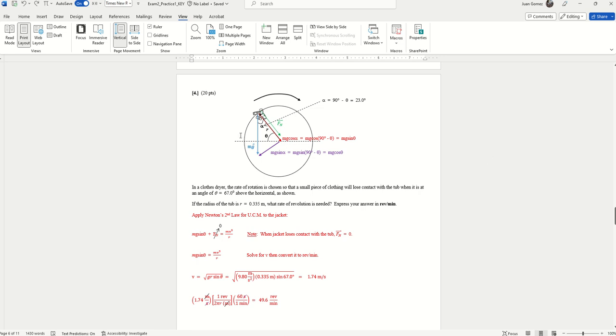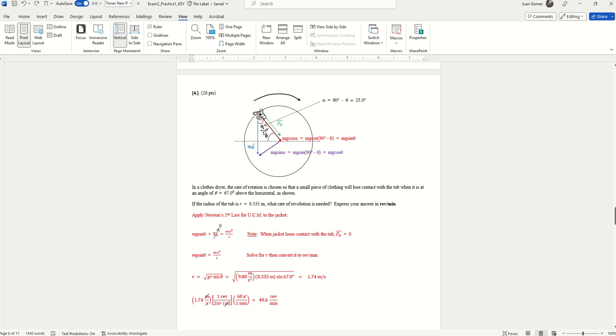Now what about mg? Well, we need to take mg and resolve it into its components. One component is going to be in the radial direction, which is the red. The other component of mg is going to be perpendicular to the radial direction, in the purple. So you have to resolve mg into its radial component, which is the red, and then perpendicular to that, which is the purple.